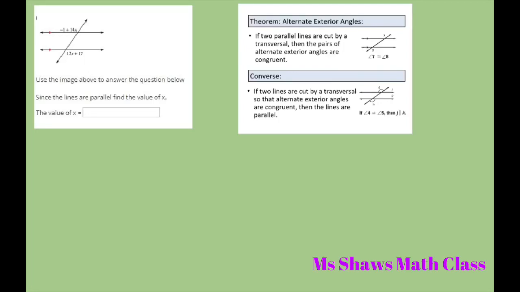It's given that these 2 lines are parallel. These are alternate exterior angles. So it kind of looks like 7 and 8 here. So what we're going to do is they're congruent. If these 2 lines are parallel, then these 2 angles are congruent. So set them equal to each other.